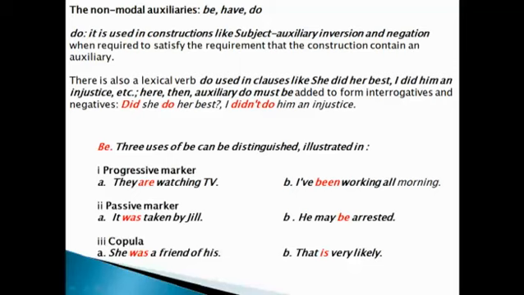Be as a passive marker, preparing a past participle verb. It was taken by Joe, or he may be arrested. And be in a situation which we call copula. She was a friend of his, or that is very likely. In this case of copula, it means that be is playing both roles of a lexical verb, that is a non-auxiliary, a verb with a meaning in itself, and of an auxiliary verb.